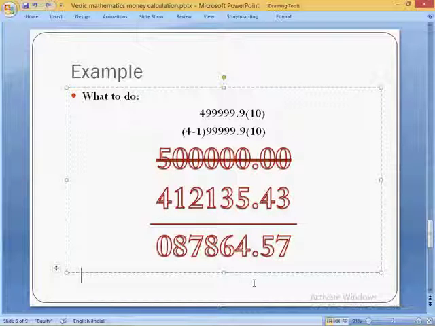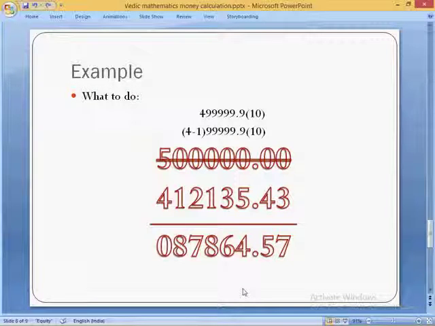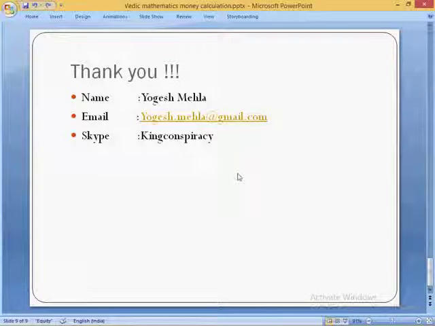So this is how you can do money calculation in your head, and calculate what is the remaining balance on the bills or at the stores when you are paying some amount. So this is one example of Vedic mathematics.